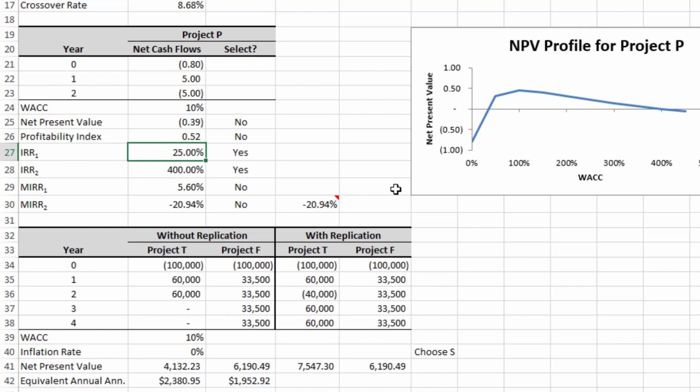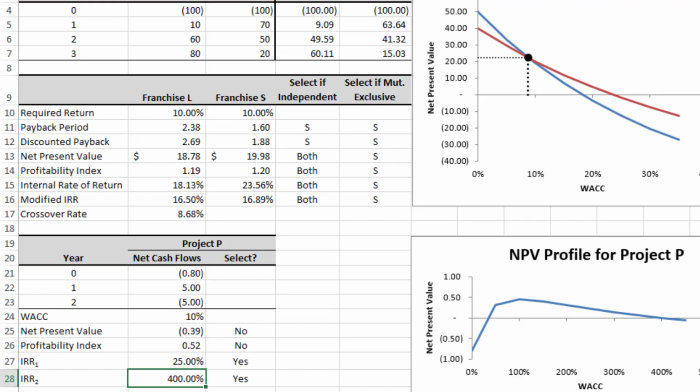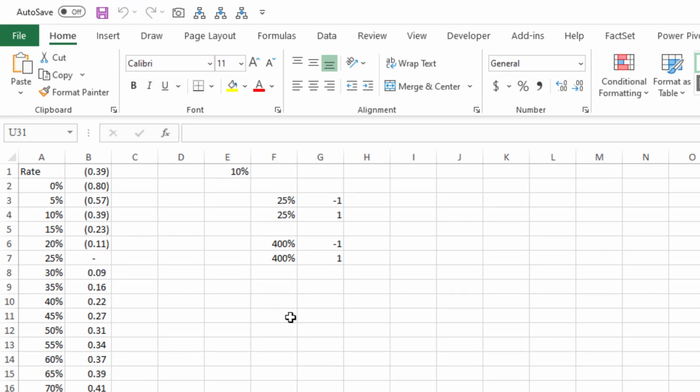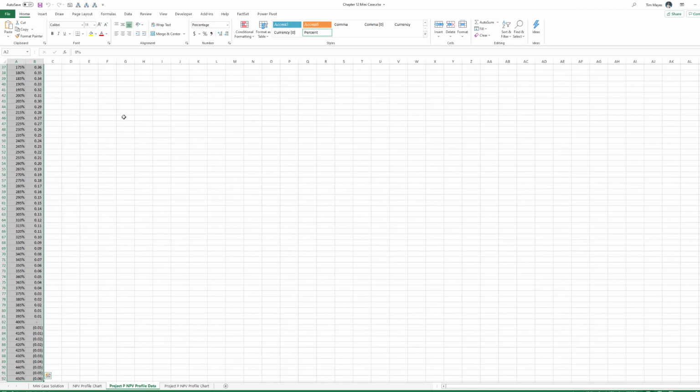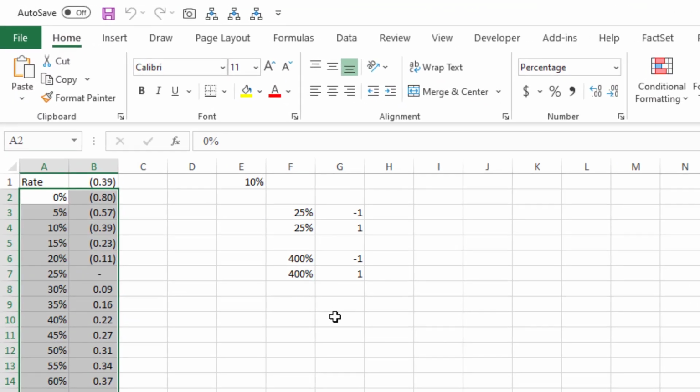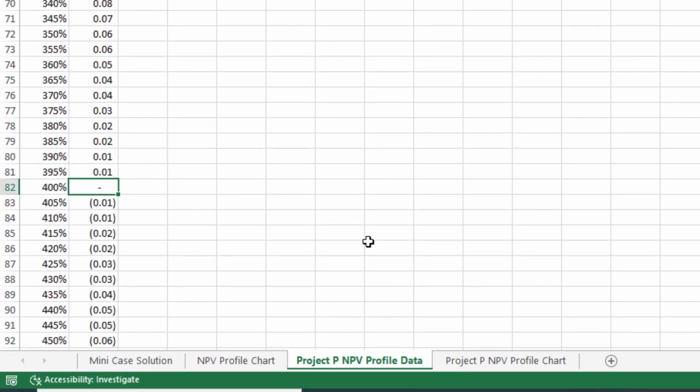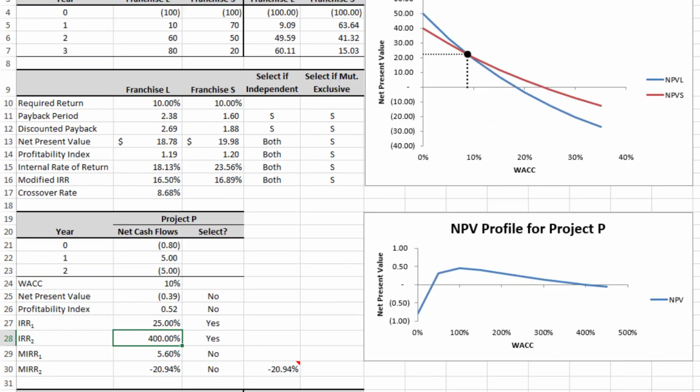But remember that the IRR looked really good. We had 25% and 400%. And just to show you, because I mentioned in the lecture that I calculate those IRRs by setting up a big table in Excel. Okay, and there you go. So you can see at 25% the NPV is 0, and at 400% the NPV is also 0. And if you plot that, you're going to get that NPV profile chart to the right.